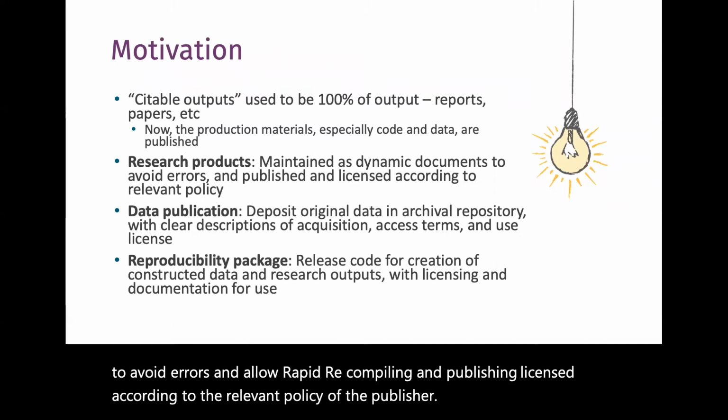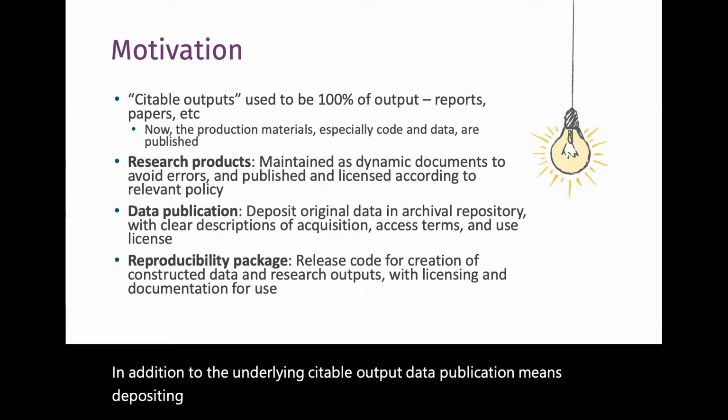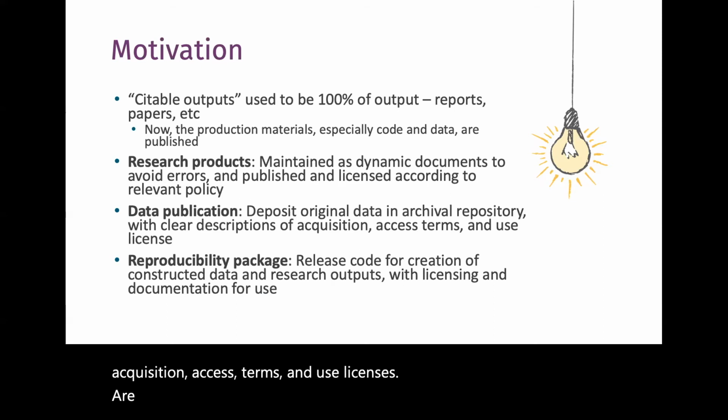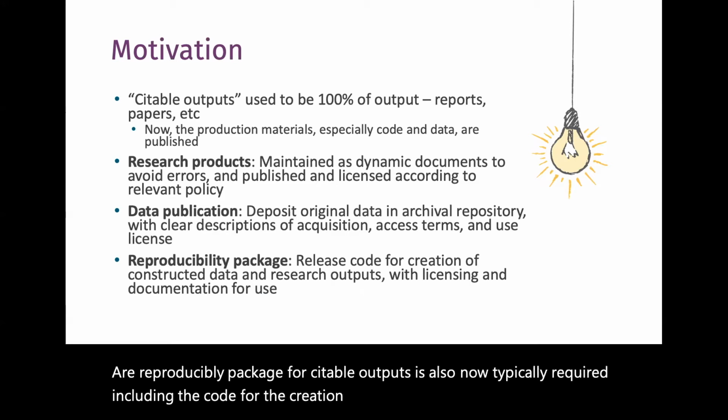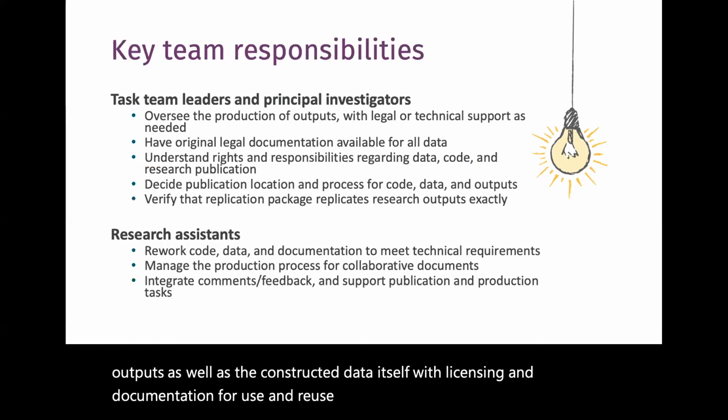In addition to the underlying citable output, data publication means depositing original data in an archival repository with clear descriptions of acquisition, access terms, and use licenses. A reproducibility package for citable outputs is also now typically required, including the code for the creation of constructed data and research outputs, as well as the constructed data itself, with licensing and documentation for use and reuse by others.